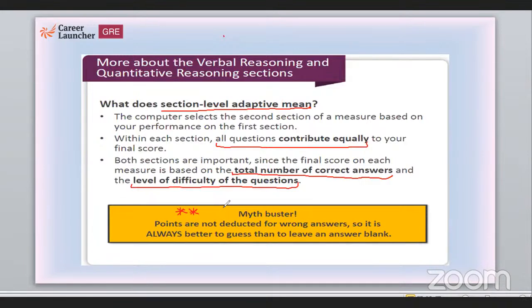Sir, the section level difficulty, does it depend on AW or the reasoning or verbal? This is verbal and quant only, not AWA. Okay. Thank you.